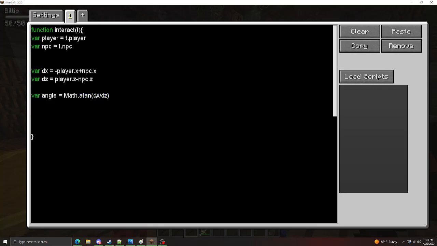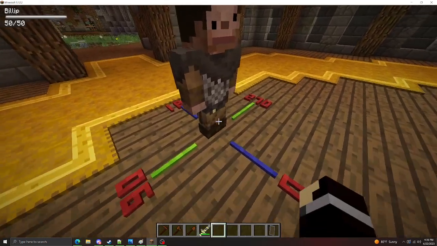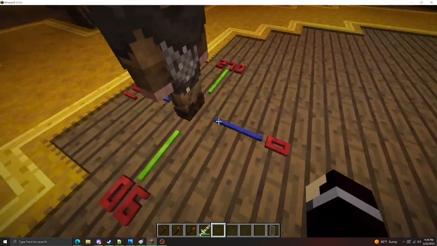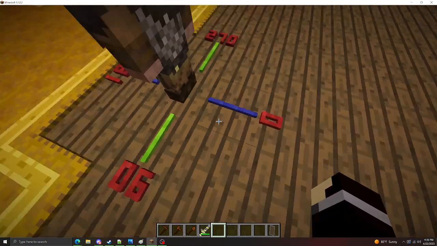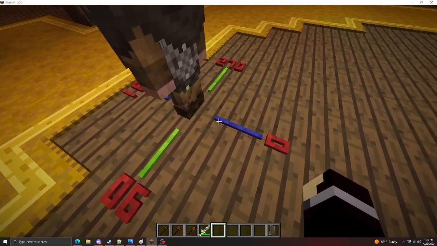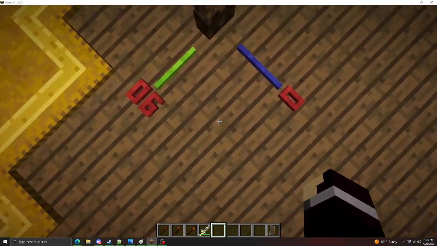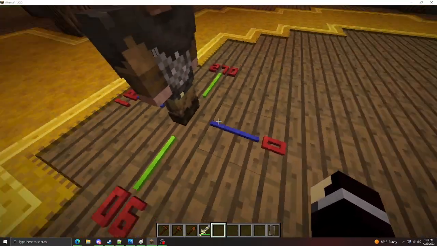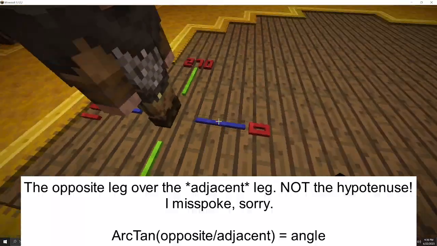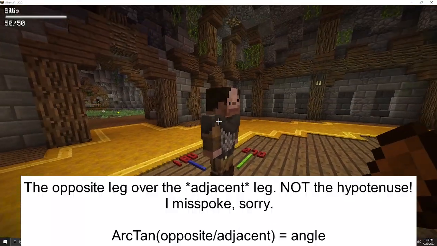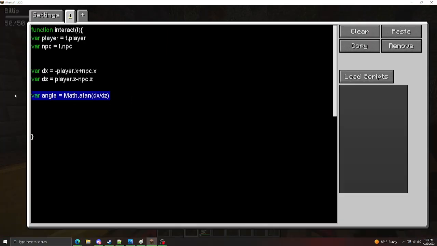The reason we do dx over dz here is if we check the angle, here's the z component, here's the x component, and the tangent is the angle between this and the hypotenuse of the triangle I'm trying to visualize here. It's going to be the opposite, which is the x component, over the adjacent, which is the z component. And then we have to remember that this is going to return radians, so we need to convert that to degrees.